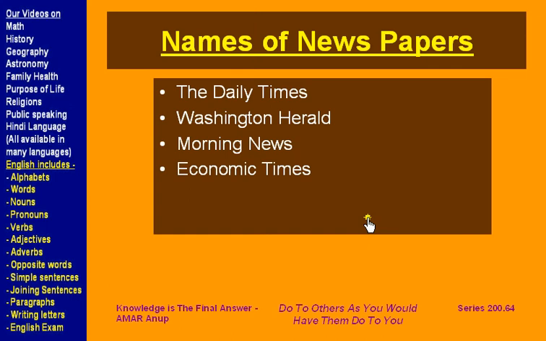Next, names of newspapers are capitalized. These are four newspapers: the Daily Times, Washington Herald, Morning News, and Economic Times. And you see the first alphabet of all the names is capitalized.